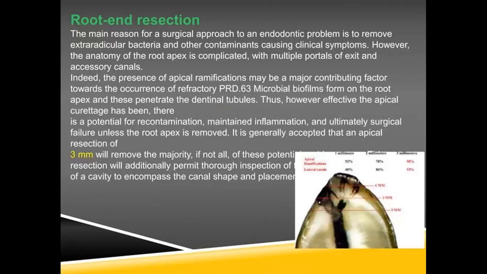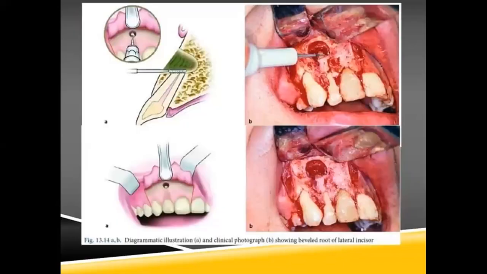The main reason for surgical approach to the endodontic problem is to remove the extraradicular bacteria and other contaminants causing the clinical symptoms. However, the anatomy of the root apex is complicated, with multiple portals of exit and accessory canals. Indeed, the presence of apical ramifications may be a major contributing factor towards the occurrence of refractory periapical lesions. So, apical curettage is very necessary and root resection is properly done. Here the root resection procedure is shown in the figure.